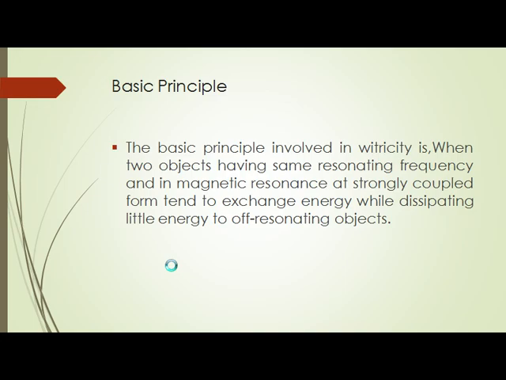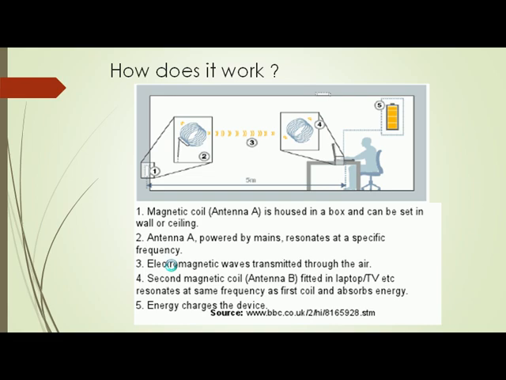The basic principle on which the Witricity concept is implemented is that when two objects have the same resonant frequency and are in very strong magnetic resonance, they have the capacity of transmitting electricity from one coil to another, while losing very little to off-resonating objects. So by using this principle, we can achieve the concept of Witricity. And this is the simple way it works.